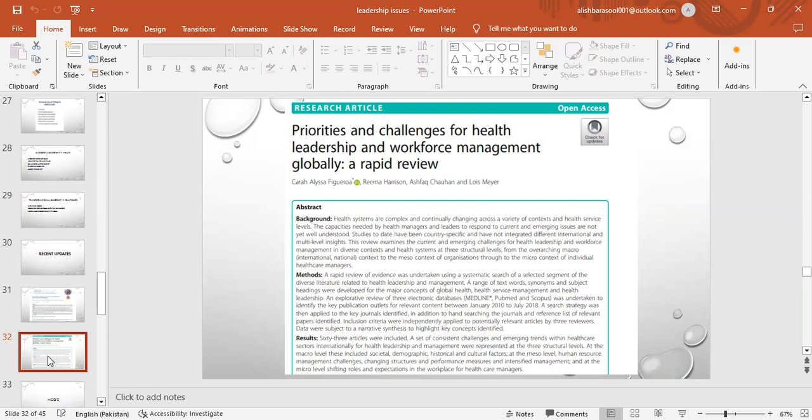63 articles were included. A set of the consistent challenges and emerging trends within healthcare sectors internationally for health leadership and management were represented at 3 structural levels. At the macro level, these included societal, demographic, historical, and cultural factors. At the meso level, the human resource management challenges, changing structures and performance measures, and intensified management. And at the micro level, shifting roles and expectations in the workplace for healthcare managers.